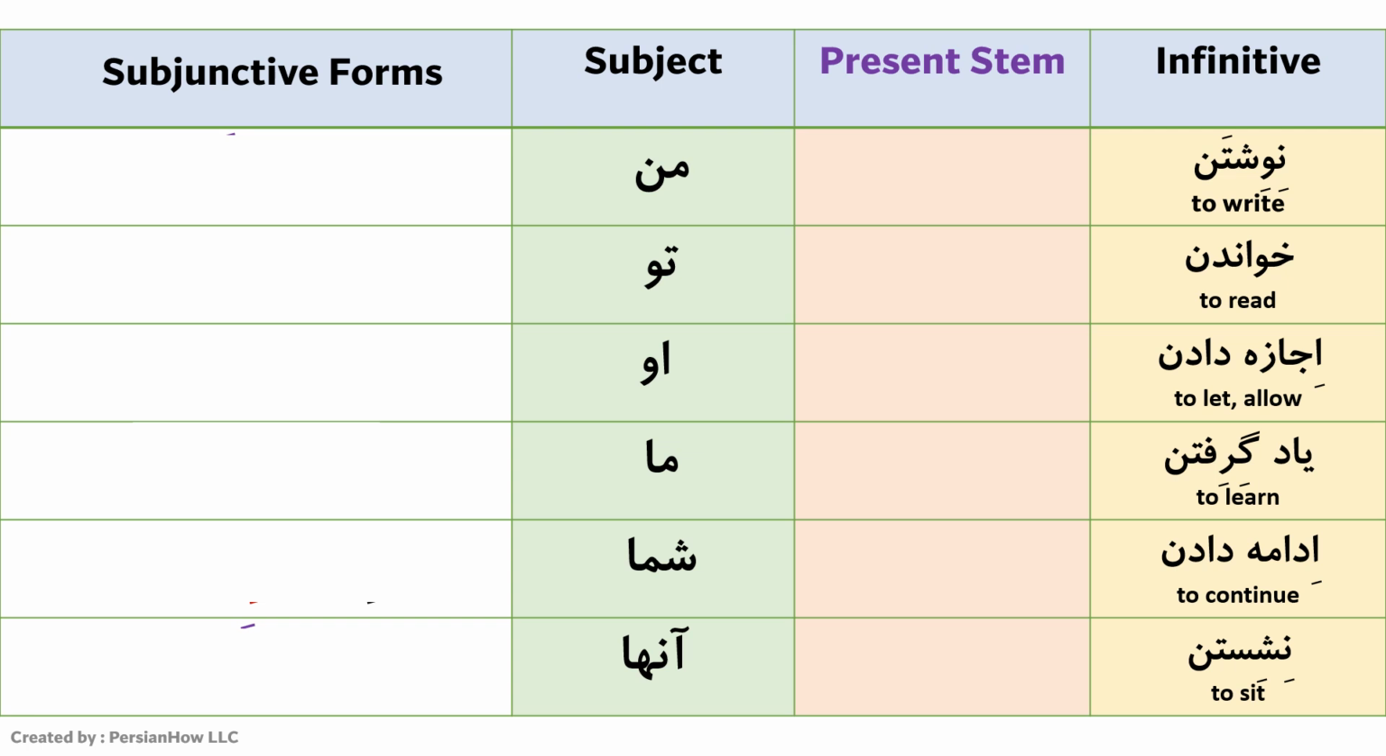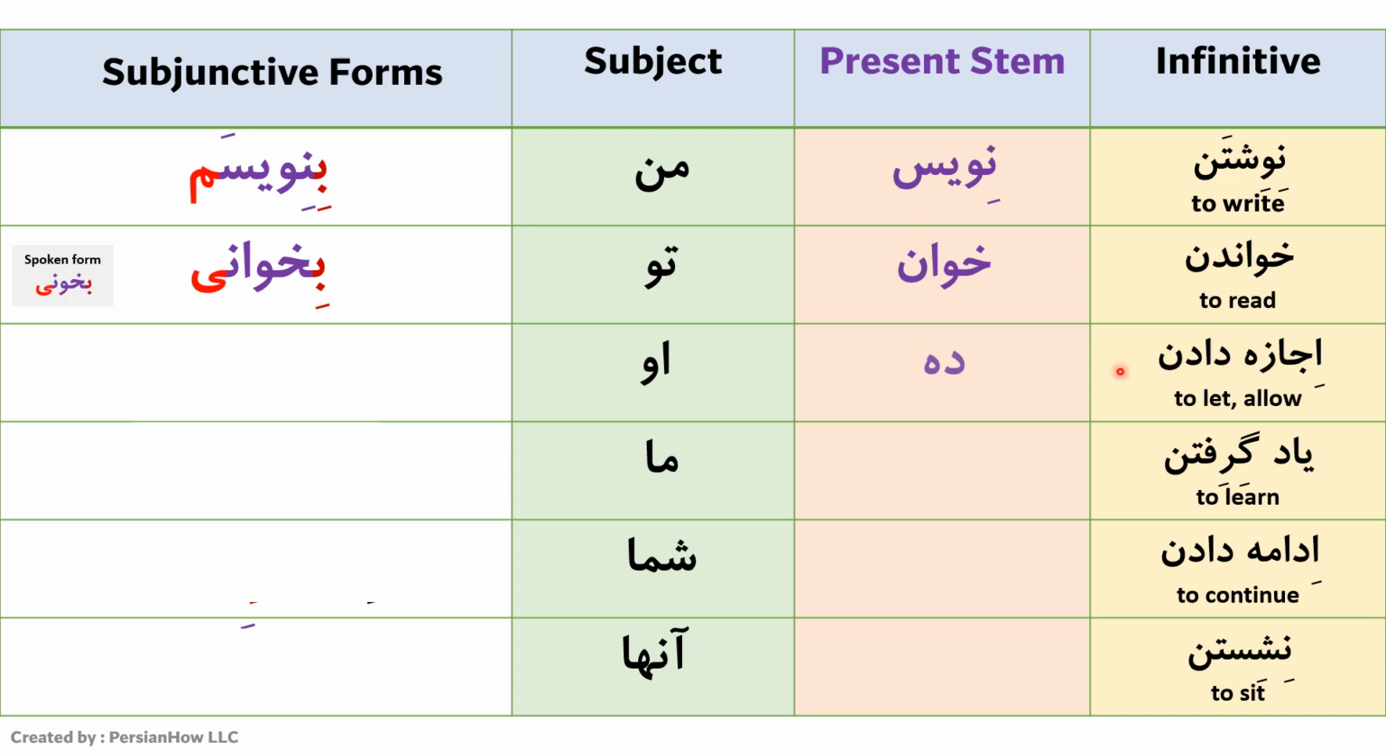Let's practice a little bit more with other verbs. So here we have نوشتن. The present stem of نوشتن is نویس. The subjunctive form would be بنویسم. So the subject is man, so بنویسم. خواندن, to read. Remember the و here is silent. Imagine the aleph is attached to the letter خ. So خان is the present stem. Again, the و is silent. This is how you read it. خان. تو is the subject. بخوانی, which the spoken form is بخونی.